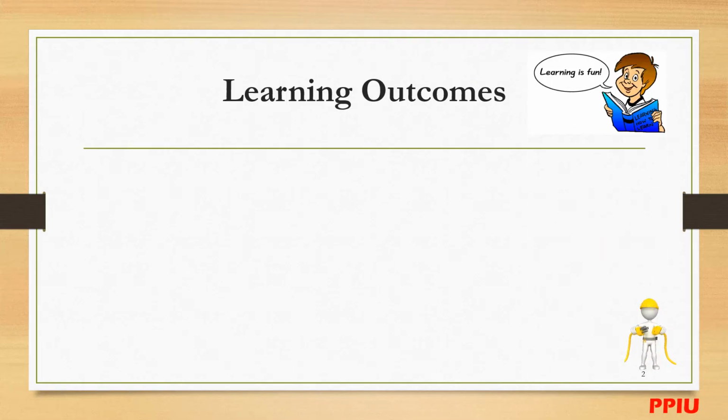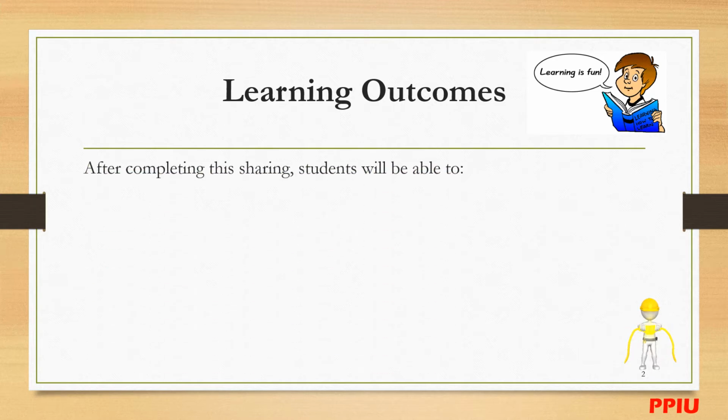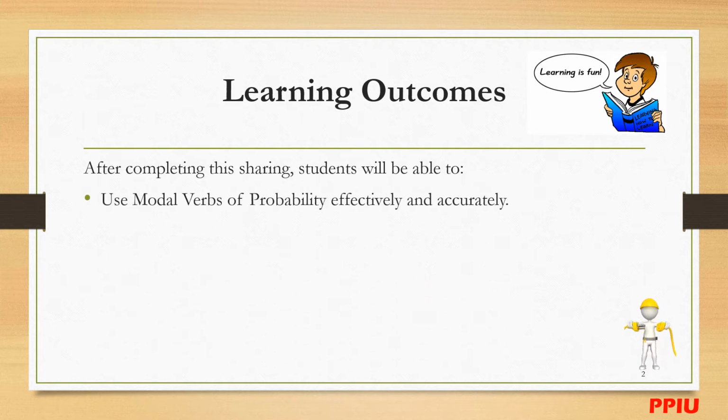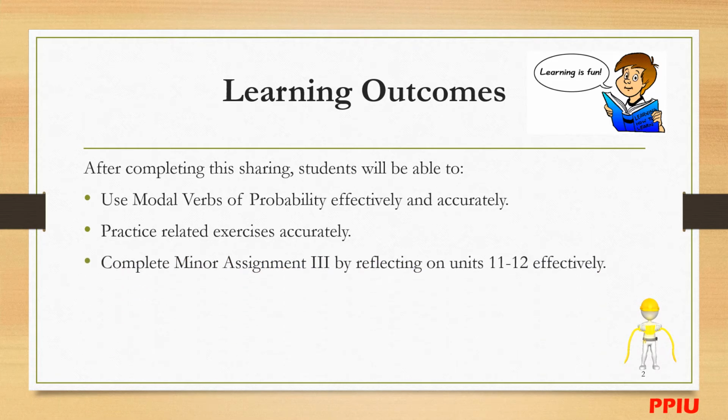Okay, here are the learning outcomes. After completing these sessions, you will be able to use modal verbs of probability effectively and accurately, practice related exercises accurately, and one last thing, complete minor assignment number 3 effectively.